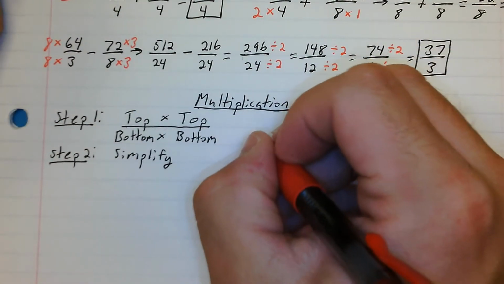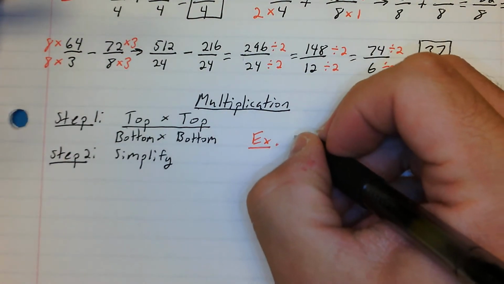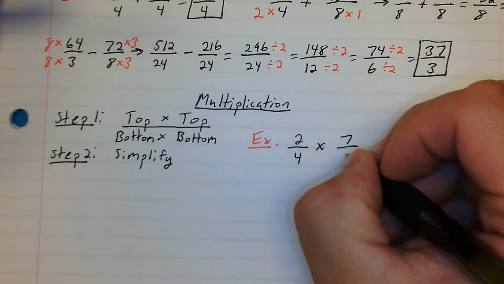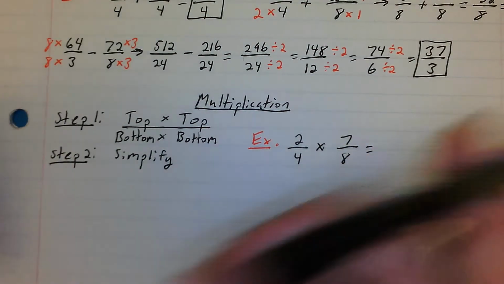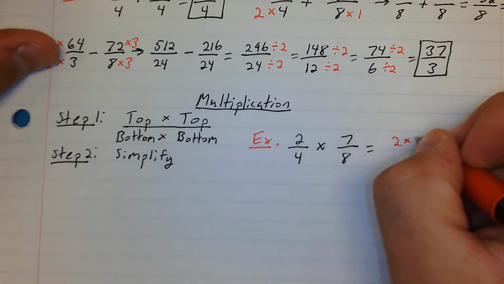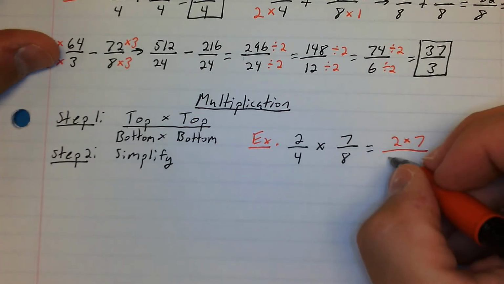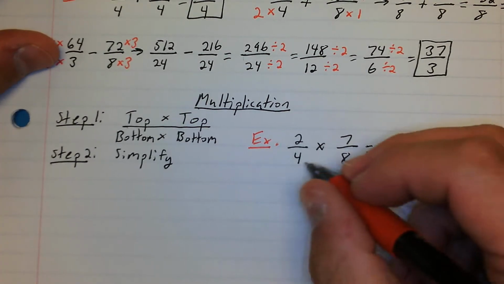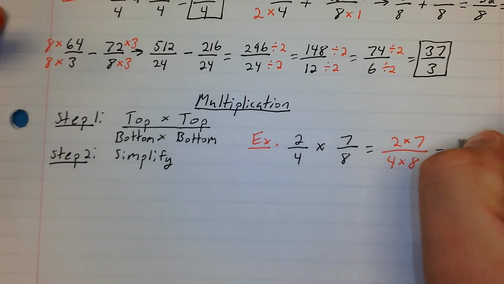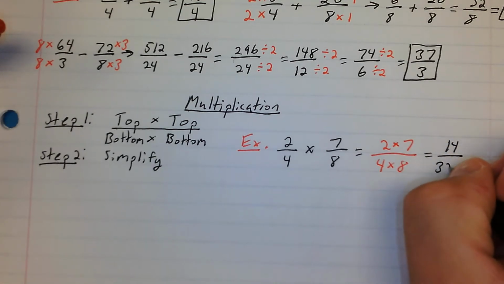So let's do some examples. I have 2/4 times 7/8. Well, this is easy, guys. I'm going to take 2 and multiply it by 7, top times the top. And I'm going to take 4 and multiply it by 8, bottom times the bottom. Well, 2 times 7 is 14. 4 times 8 is 32.